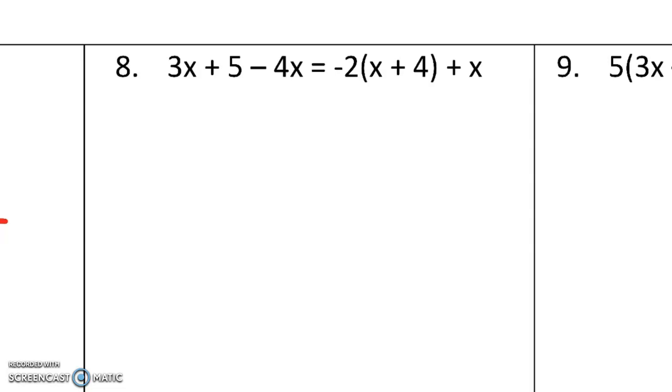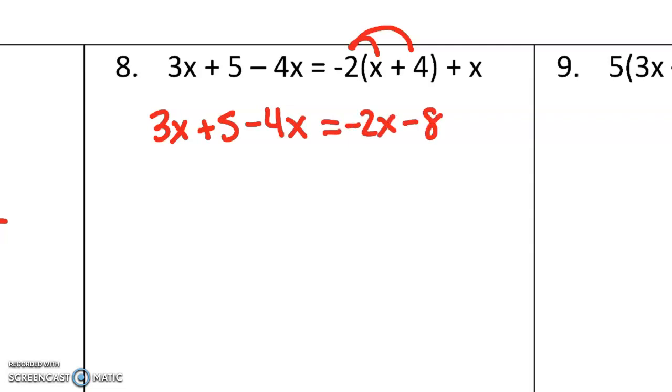Okay. Sorry about that interruption. So we've got number 8 going on. We're trying to solve for x. The first thing I need to do is go through and solve my parentheses. 3x plus 5 minus 4x equals negative 2x minus 8 plus x. All I did was multiply through and distribute.